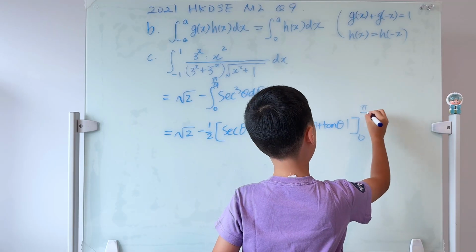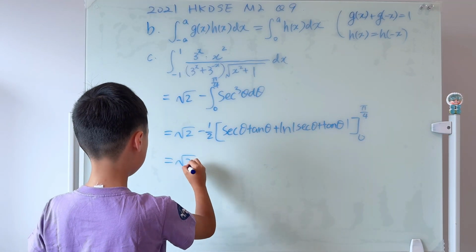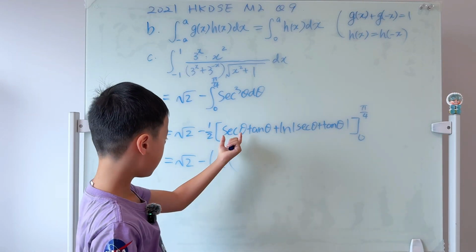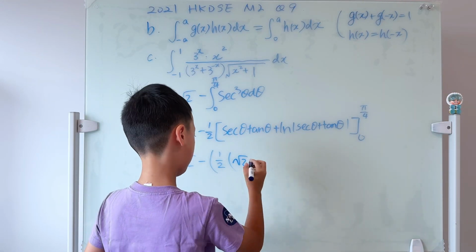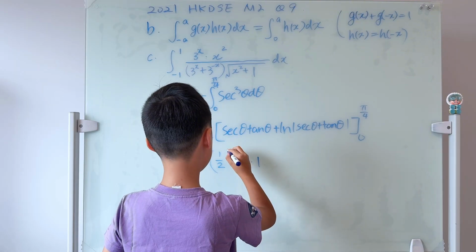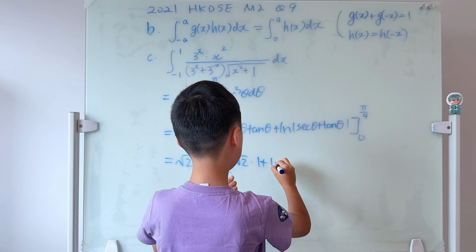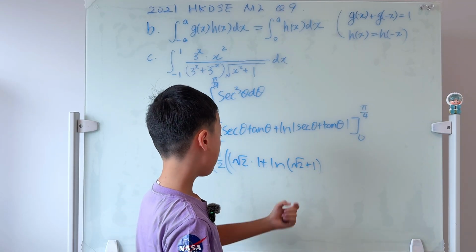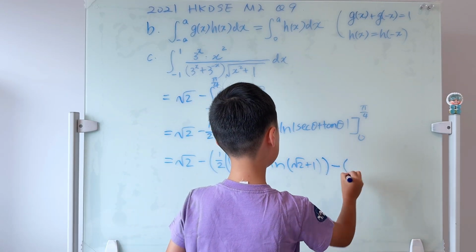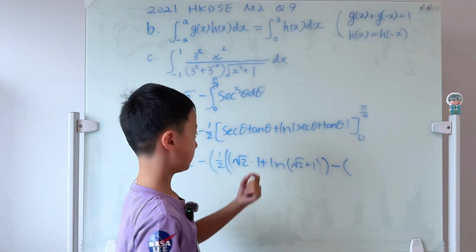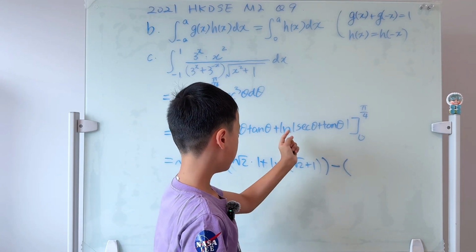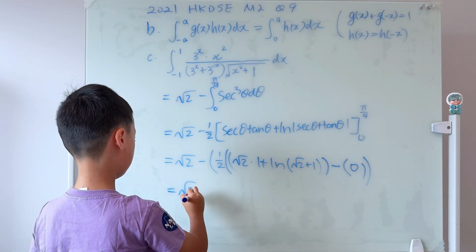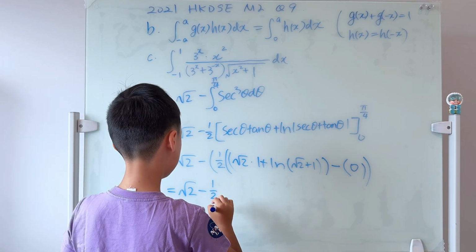from 0 to pi over 4 equals square root of 2 minus 1/2 times, if we substitute pi over 4 in, then we know that sec of pi over 4 is just square root of 2, tangent pi over 4 is just 1, and then plus ln of, we already figured all of these out, so it's just square root of 2 plus 1. And we don't need the absolute value anymore because this will always be positive. Minus, if we substitute 0 in, this will be 0 because tangent 0 is 0, and if we substitute 0 in here, this will become ln of 1. Ln of 1 is 0, so overall it's just minus 0. It's square root of 2 minus 1/2 times all of this.